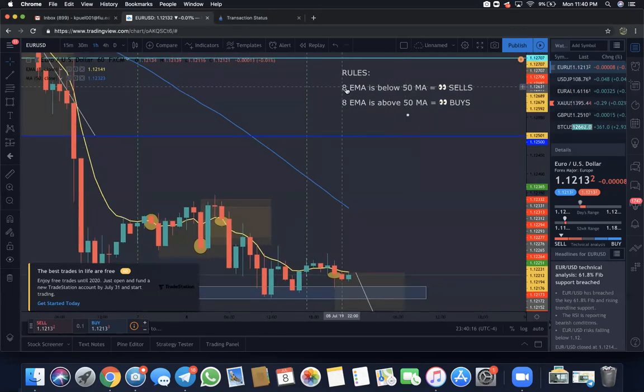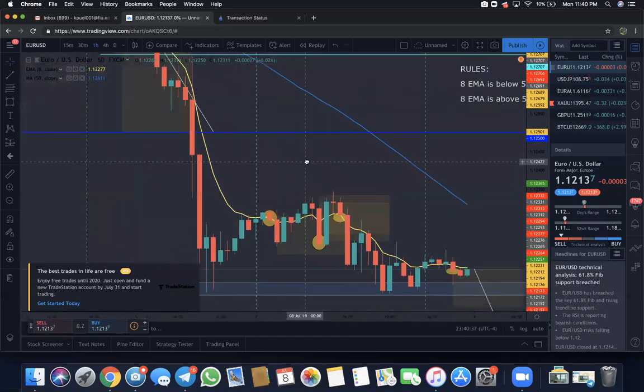If the 8 moving average, this beautiful yellow line right here, is below the 50, we're looking for sells. You're looking for potential sell opportunities. Now, if the 8 EMA, this beautiful yellow line right here, is above the 50, we're looking for buys.